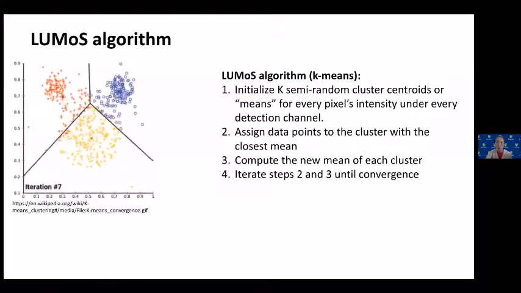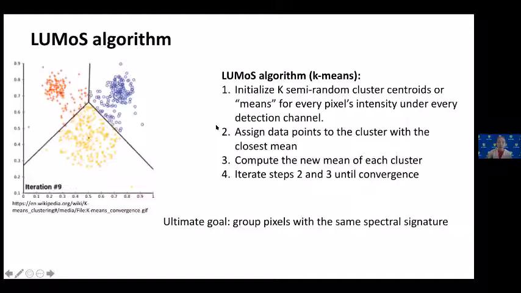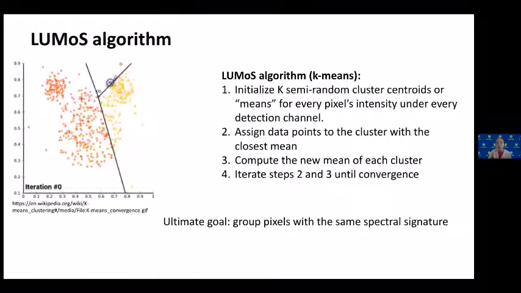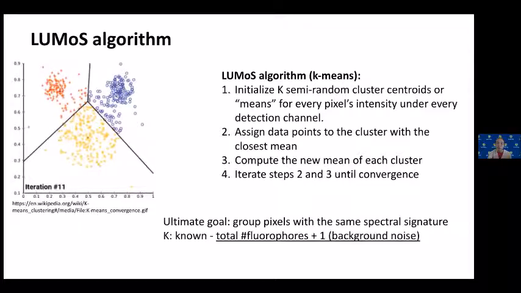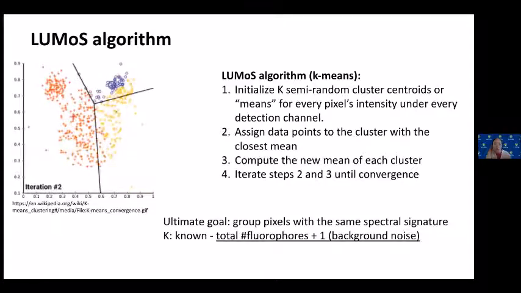It will be multidimensional. The ultimate goal here is to group pixels with the same spectral signature, which is the name we give to the spectral profile of the individual pixels, so that those pixels can be assigned to a specific fluorophore. One of the drawbacks of the original k-means algorithm is that the number of k is hard to define.